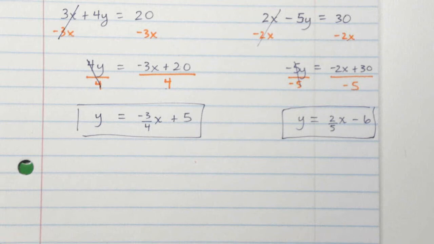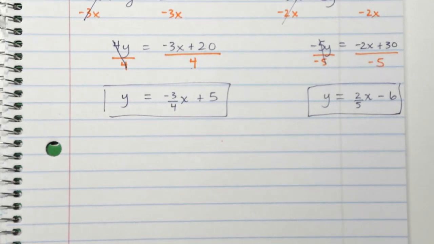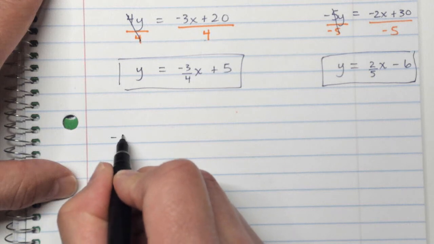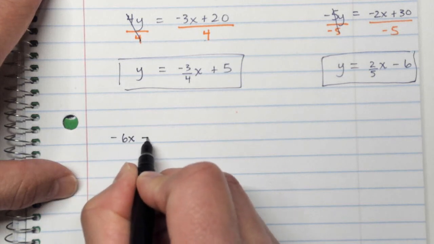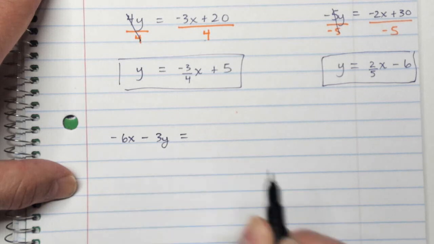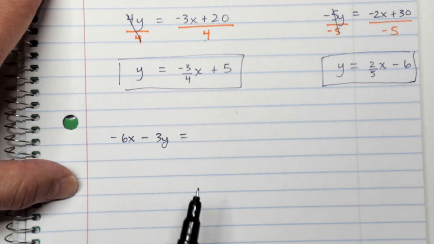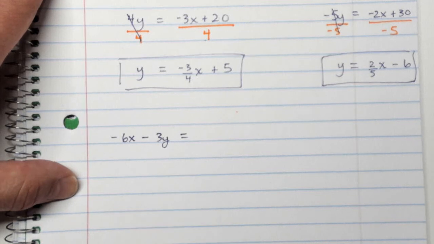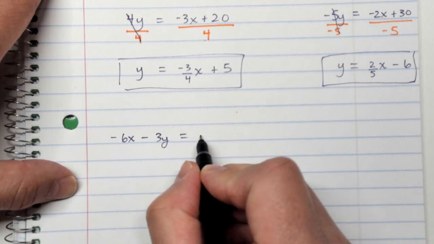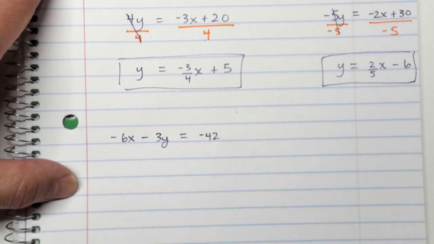Another example. This time I'm going to make everything negative. Negative 6x minus 3y equals. So right now I'm thinking of numbers that are divisible by 3. I'm going to go with negative 42. Bet you didn't see that coming.